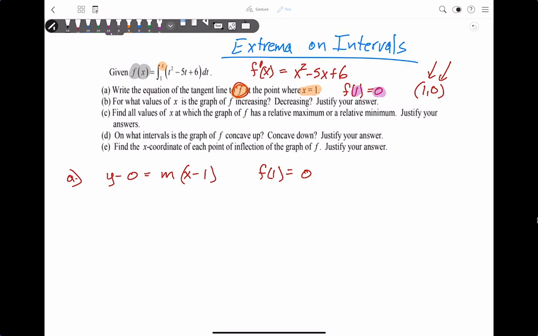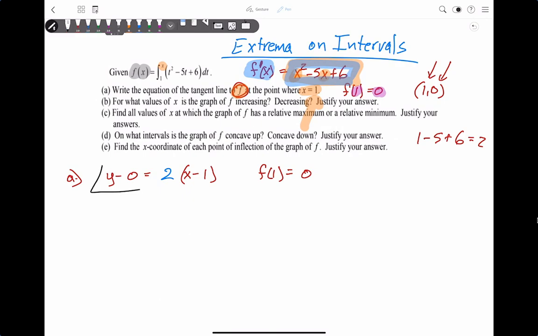Now let's find the slope, okay? The slope is going to be from f prime of x. That's going to come from this second fundamental theorem that we immediately solved for at the very beginning. So that means at x is equal to 1, we're going to plug in here and see what it spits out. That's going to be my actual slope, okay? So 1 minus 5 plus 6. So we have negative 4 plus 6, which gives us 2. Okay, so this slope right here is going to be 2.